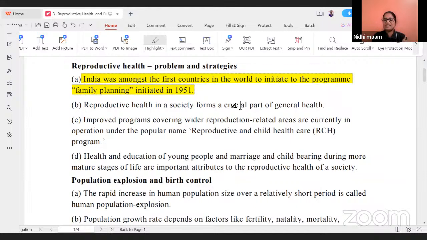Then what is it called now? Now it is not called family planning. What is the other name for it? Now it is called the Reproductive and Child Health Care program, RCH, right?